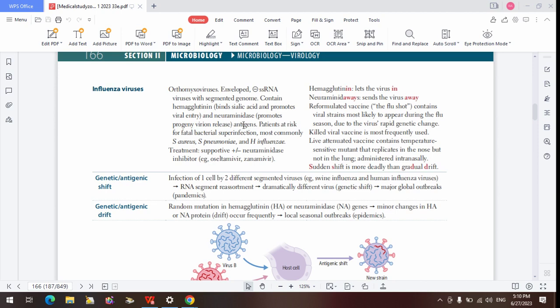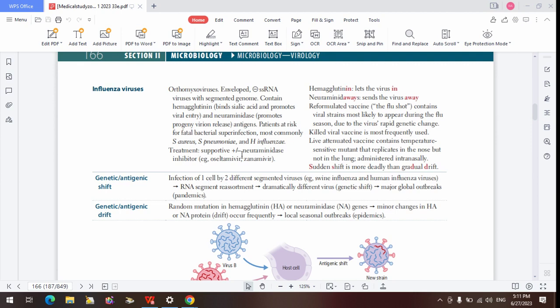cause other infections that they want to cause. So just release the progeny and keep the infection going. That's the activity of neuraminidase. So it can cause superimposed bacterial infection. I've talked about the three organisms, Staph aureus, Strep pneumo, or Haemophilus influenzae, but most commonly Staph aureus.